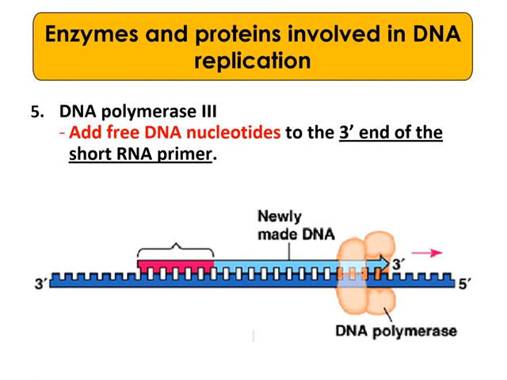The fourth enzyme involved in DNA replication is DNA polymerase. So we have DNA polymerase 3, whose function is to add DNA nucleotides to the 3' end of the short RNA primer. The pink in color is the RNA primer. So we have the 5' end to the 3' end of the RNA primer. The newly made DNA is added to the 3' end of the short RNA primer by DNA polymerase 3.